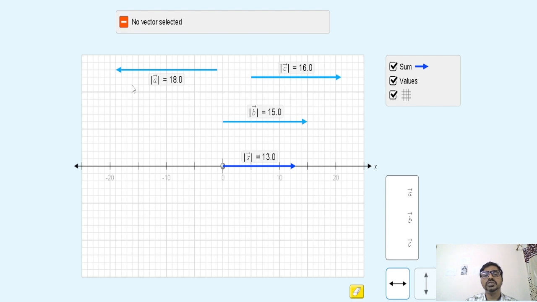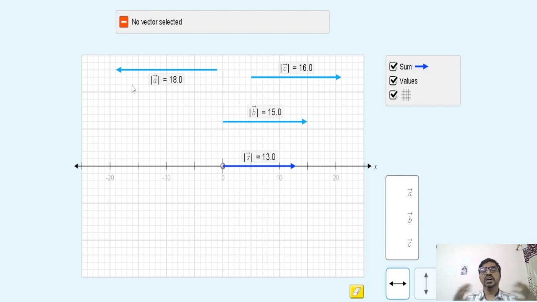So the magnitudes, they are not simply added up. If they are in the same direction, they are added up. If they are in opposite direction, they are subtracted. But we say it's a vector addition. It's a bar plus b bar plus c bar. Resultant of those three vectors is s bar, and it has got a magnitude 13 units along positive x-axis.